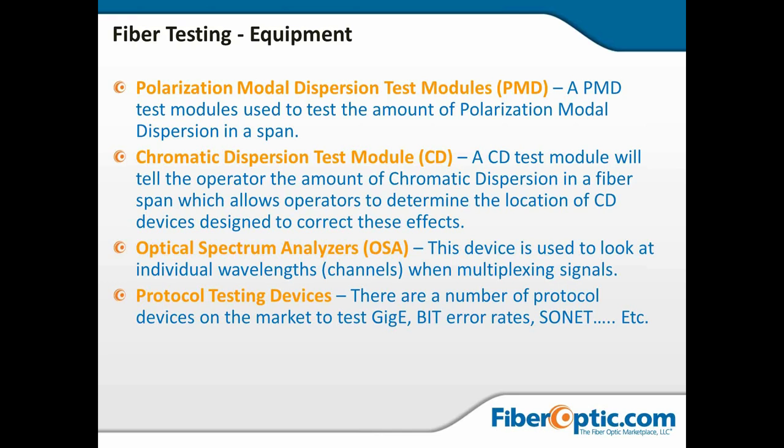If you're doing DWDM or CWDM, you might want a spectrum analyzer where you can look at your individual fiber channels. And then protocol testing devices. Some places I've worked really love these, and some say if it passes CD and PMD and all of my losses, then the fiber is going to work. But you can get bit error tests, you can get SONET simulators, several kinds of protocol testing devices that you may find useful or your engineering company may want.